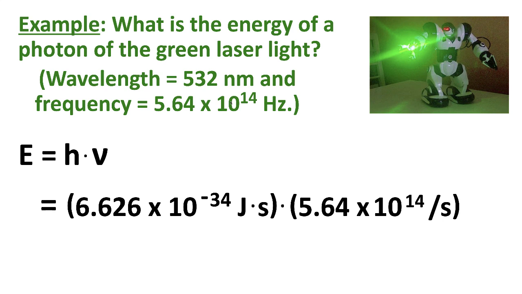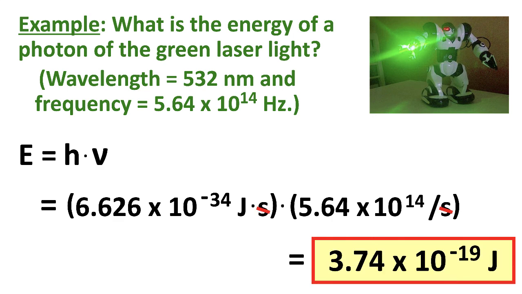And when we plug in our values, Planck's constant is 6.626 times 10 to the negative 34th joule seconds. We multiply by the frequency, 5.64 times 10 to the 14th per second. Seconds and per seconds cancel, giving us 3.74 times 10 to the negative 19th joules for the energy of one photon of the green laser light.